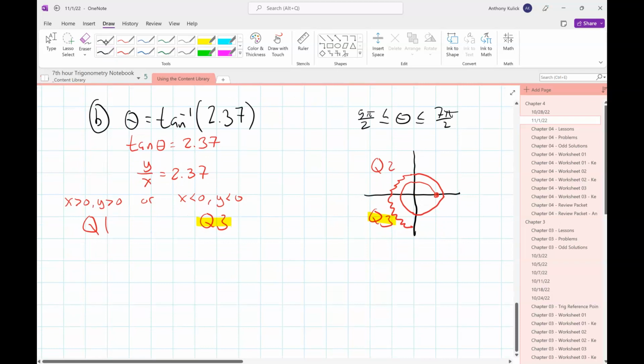Everybody feel good so far? Just like the previous problem so far, right? The previous homework problems start the exact same way. This is the point where it diverges and we do something a little bit different.